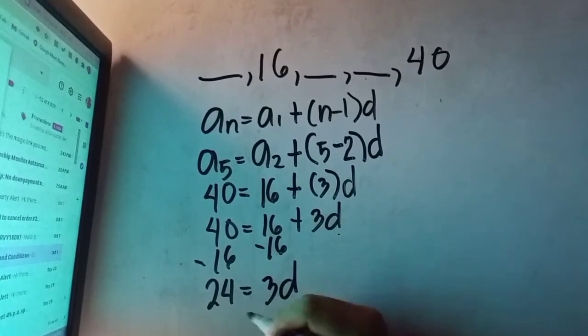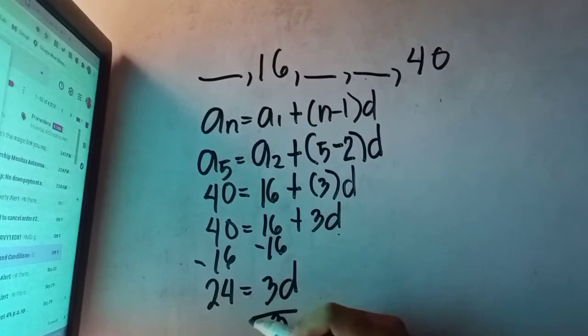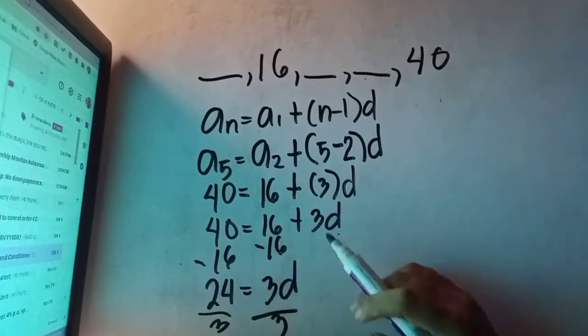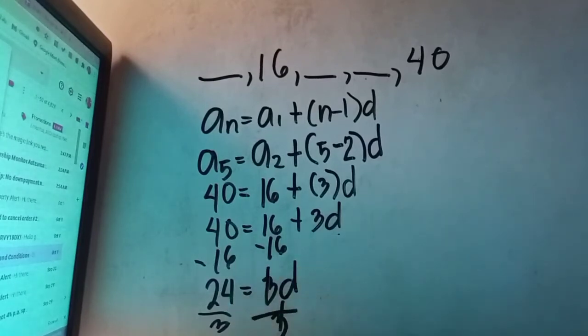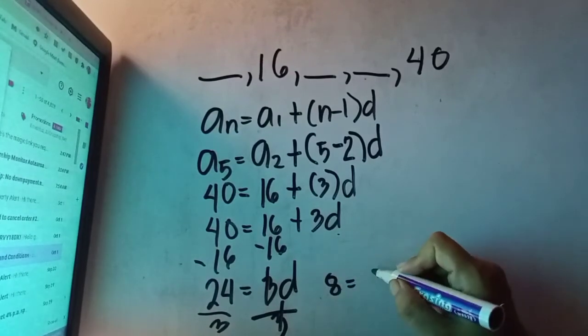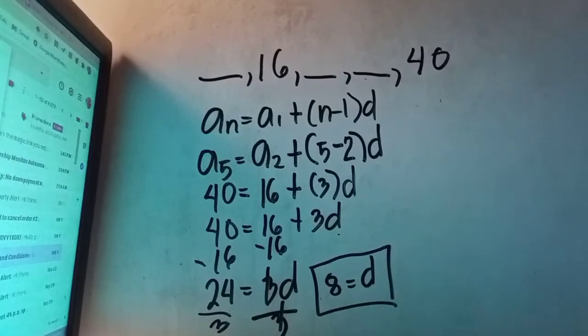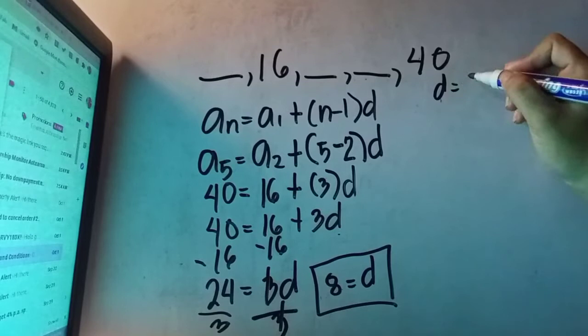So, para maiwan yung D, so, divide natin ng 3 ang both side. So, cancel na to. So, 24 divided by 3 ay 8. So, ang ating D ay 8. Okay, so ngayon na alam na natin yung D. So, D is equals to 8.